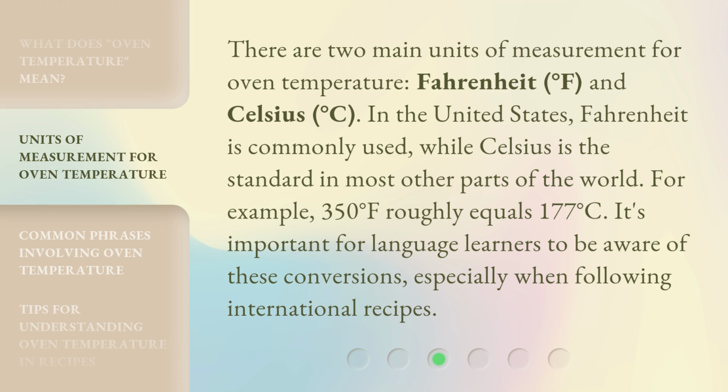There are two main units of measurement for oven temperature: Fahrenheit, degree F, and Celsius, degree C. In the United States, Fahrenheit is commonly used, while Celsius is the standard in most other parts of the world. For example, 350 degrees Fahrenheit roughly equals 177 degrees Celsius. It's important for language learners to be aware of these conversions, especially when following international recipes.